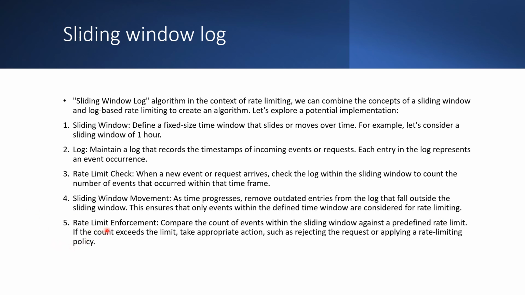Fifth one, rate limiting enforcement. Compare the count of events within the sliding window against a predefined rate limit. If the count exceeds the limit, take appropriate action, such as rejecting the request or applying a rate limiting policy.